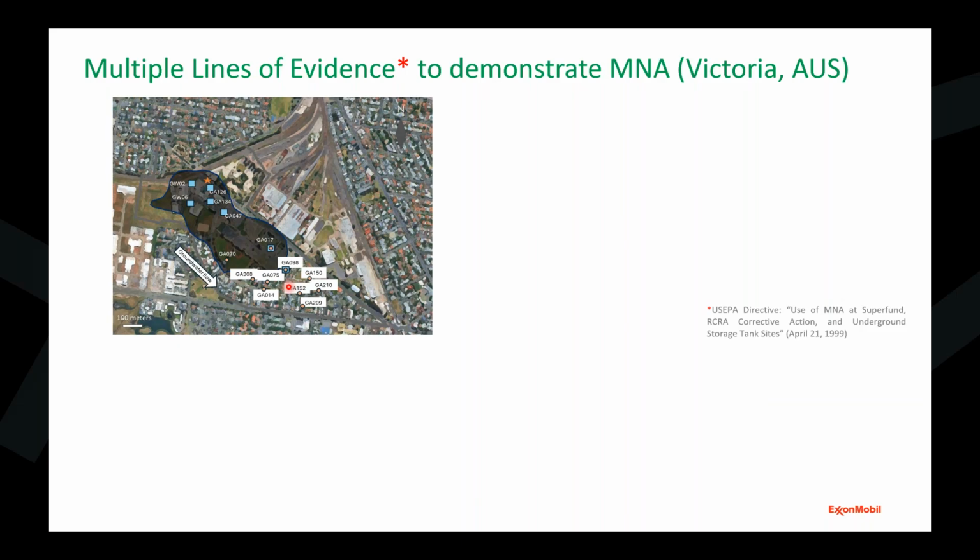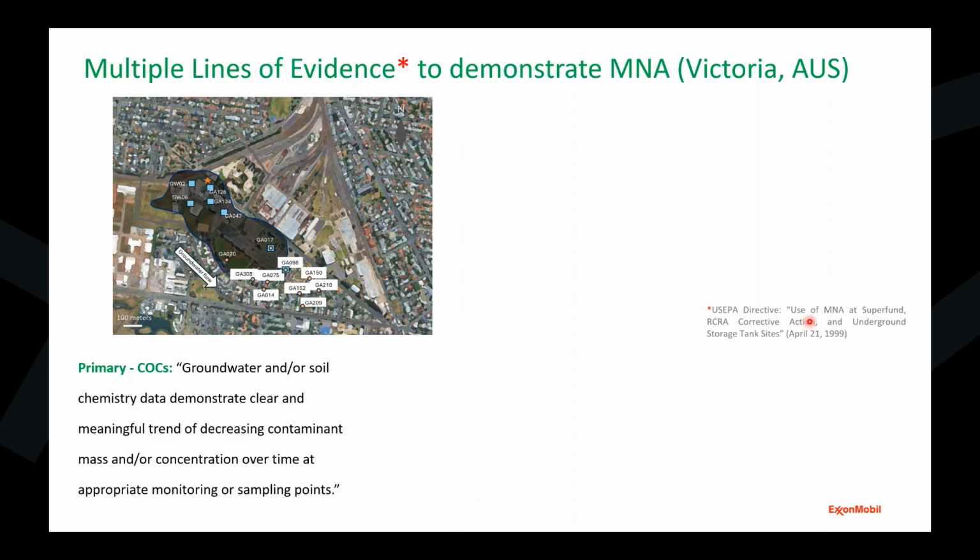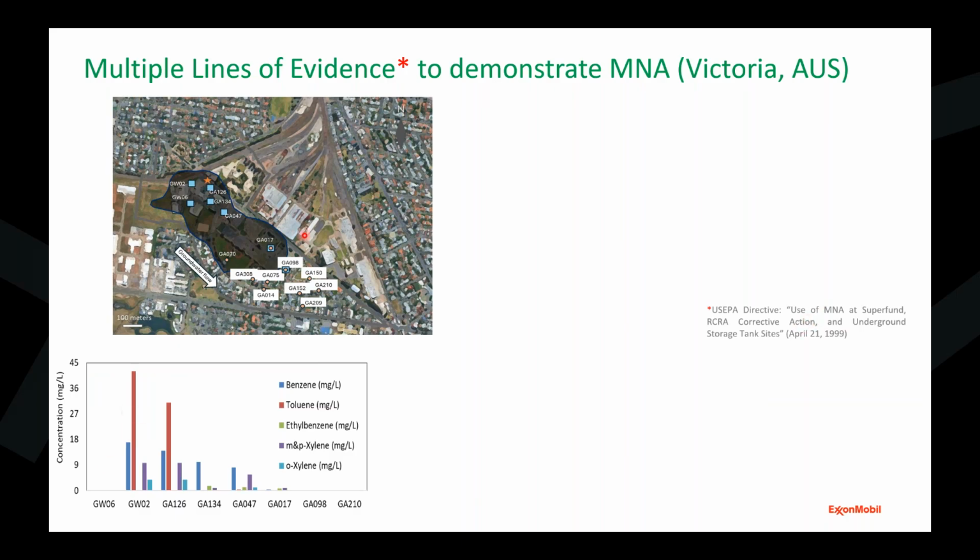So the multiple lines of evidence, as described in this EPA directive that is referenced here, include basically three lines of evidence. And so the first one is the primary, or contaminant degradation. So of course, we need to make sure that contaminants decrease, and the trend of decreasing, either through time or space, is supported by appropriate sampling. And for this site, you can see that from the higher concentration close to the source, we can see a decrease of the BTEX along the various sampling wells.